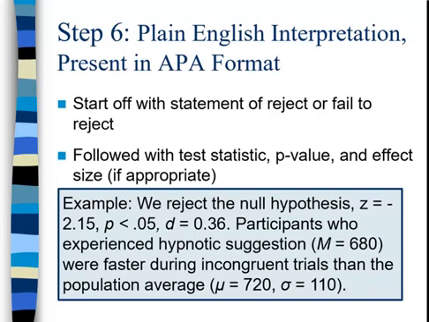And then finally, the third thing is we need some sort of statement that illustrates the difference in means. So participants who experienced hypnotic suggestion, and we report their mean, right, the sample mean of 680, were faster during incongruent trials than the population average. And there we report the population data, right? The population mean and the population standard deviation.